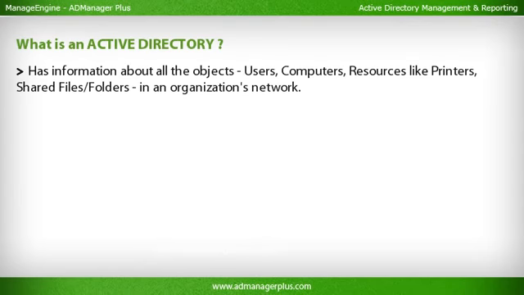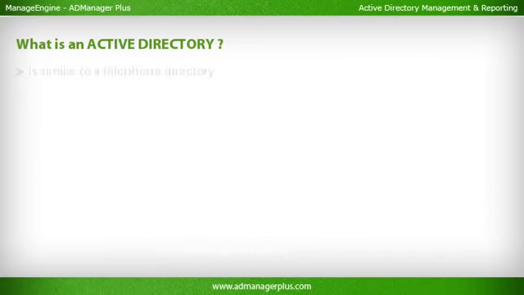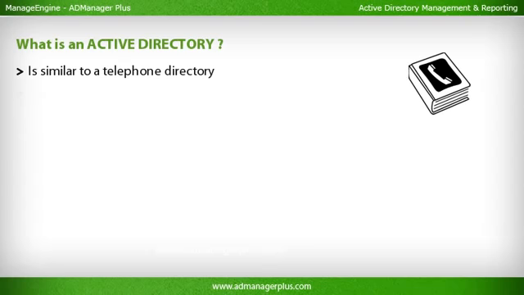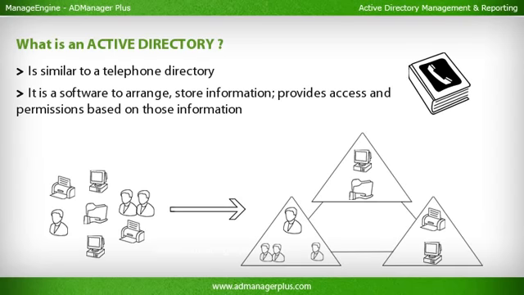What is an Active Directory? Has information about all the objects, users, computers, resources like printers, shared files, folders, in an organization's network. It's similar to a telephone directory. It is a software to arrange, store information. Provides access and permissions based on that information.